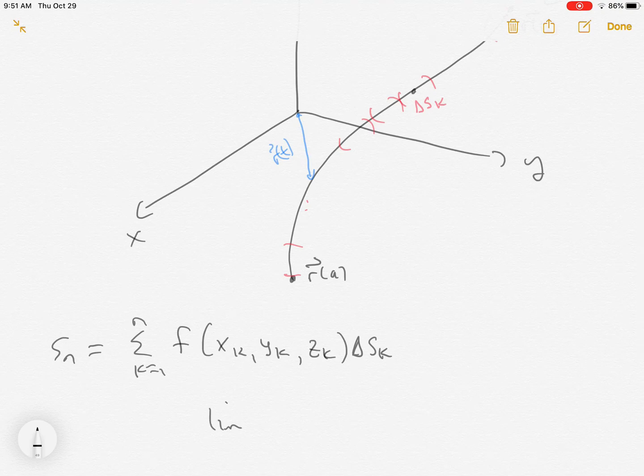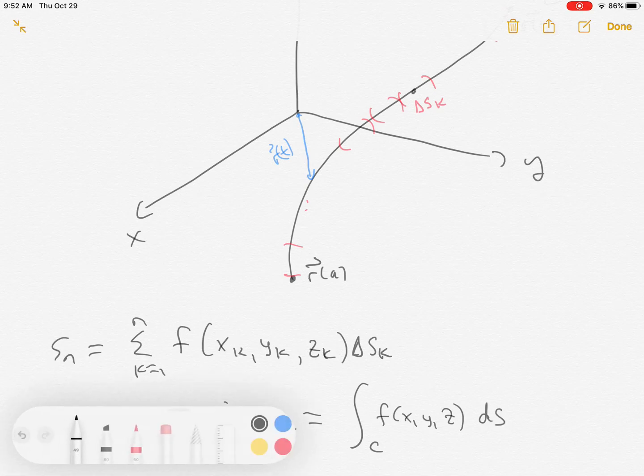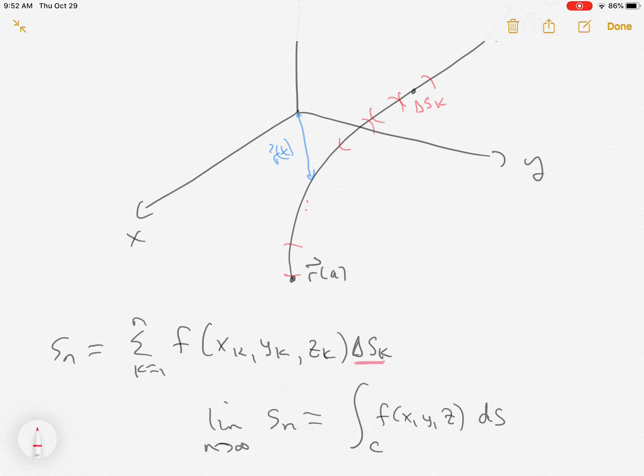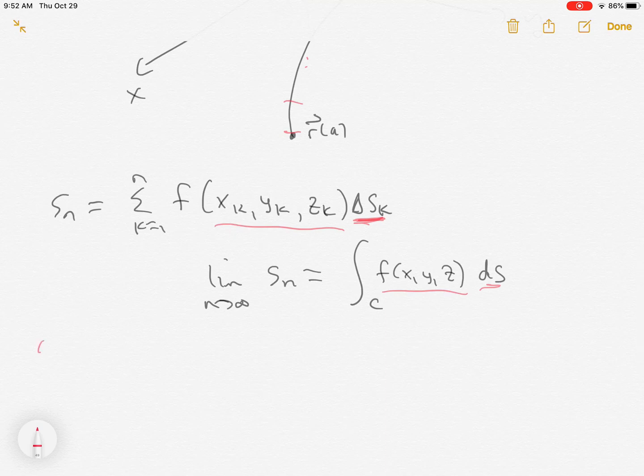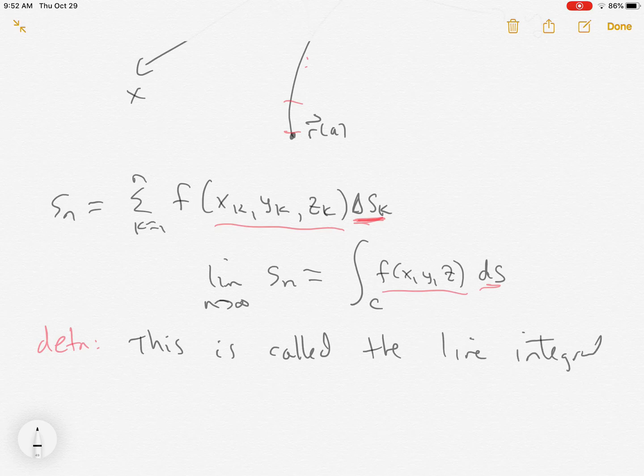And then if you take the limit as n goes to infinity of S_n, you get what? You get the integral over C of the function with respect to s, right? So this is a finite differential, and this is a continuous differential. This is a discrete point, and this is a continuous function. Okay, and so, definition. This is called the line integral of f over the curve C.